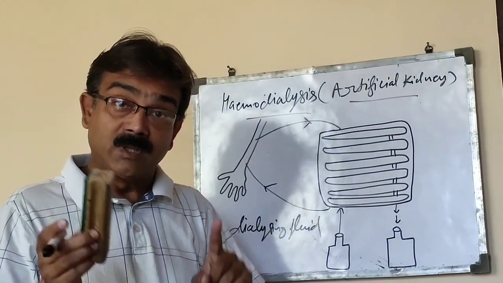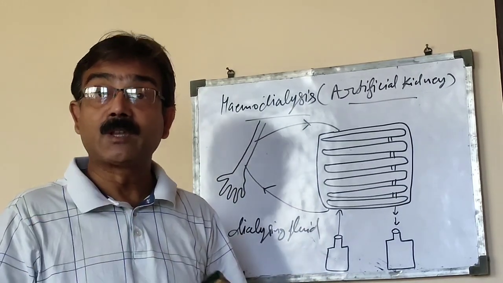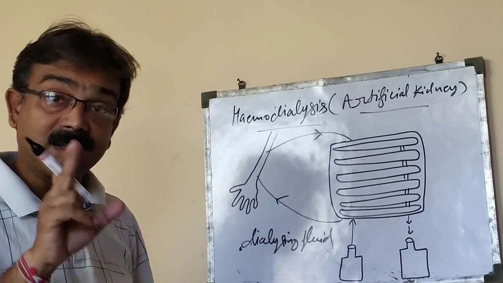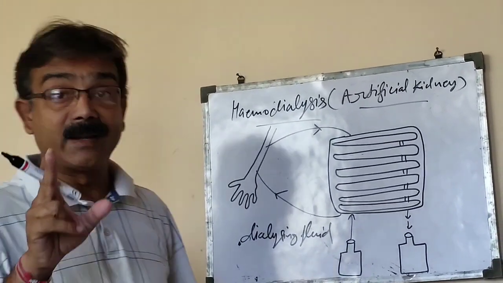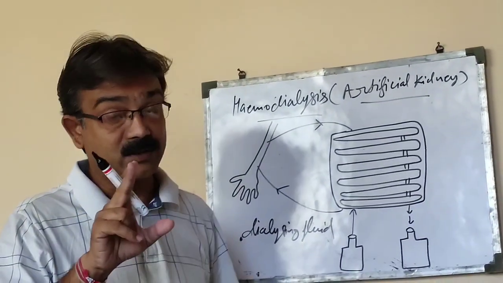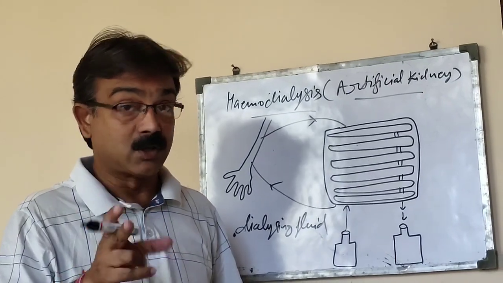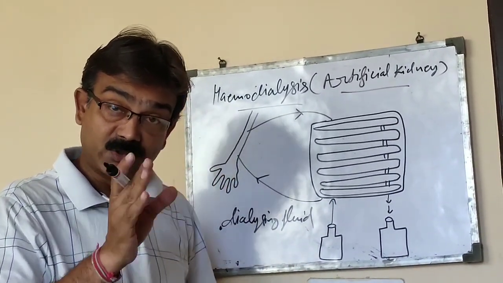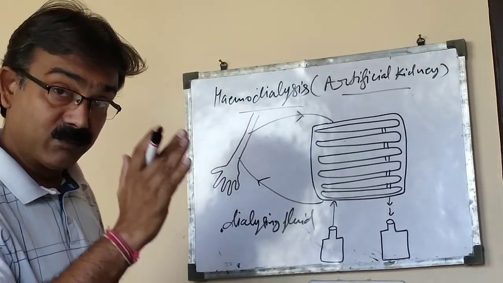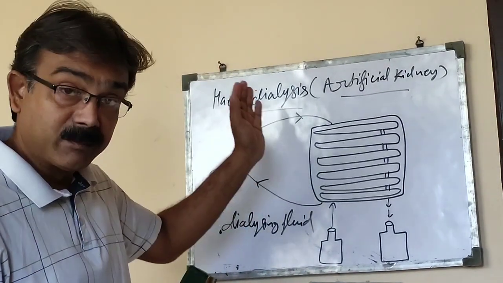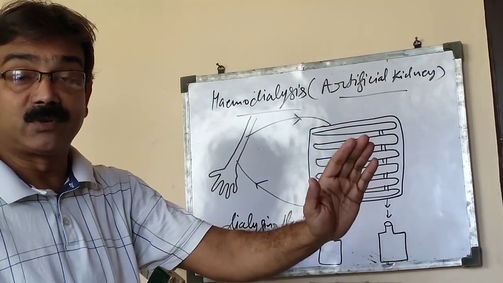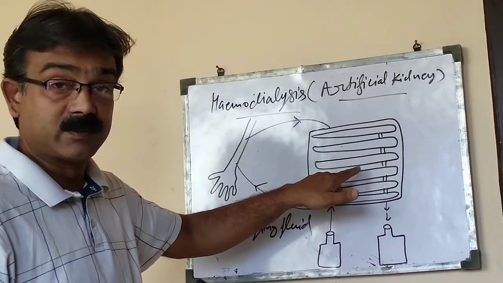As I told you, the composition of both is the same. But what is the difference? In the incoming blood there is nitrogenous waste, and in the dialyzing fluid there is no nitrogenous waste. So what will happen? That nitrogenous waste, in a solution form, in a liquid form, will move from the incoming blood to the dialyzing fluid that is filled in the tubules.